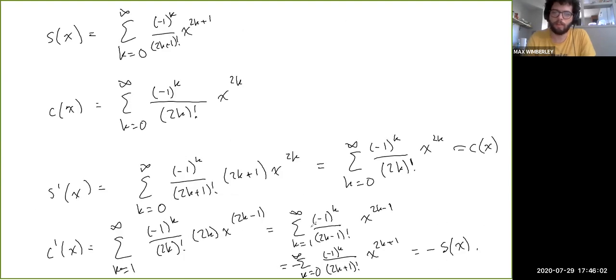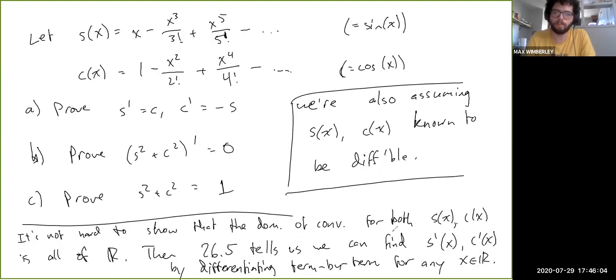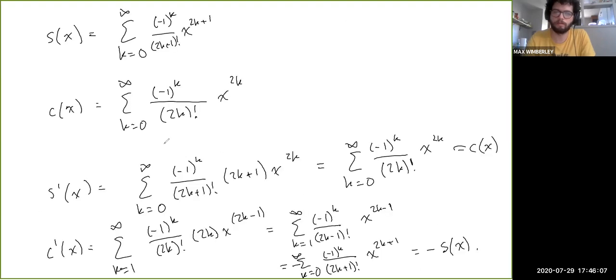Okay. But given that we know all of these things, then we are actually allowed to proceed this way. So that's kind of the point of this. And then, so for part B, right?